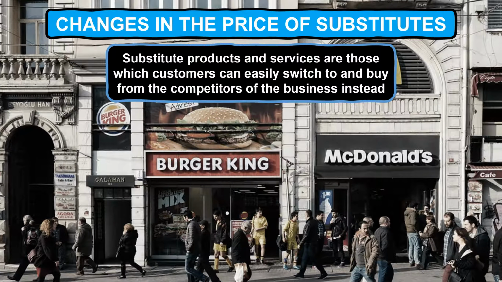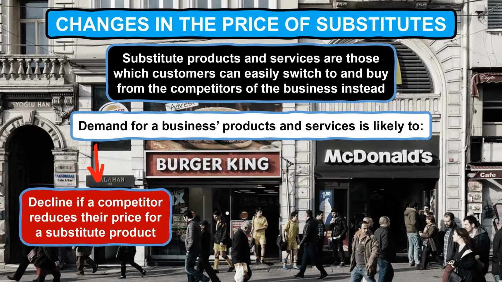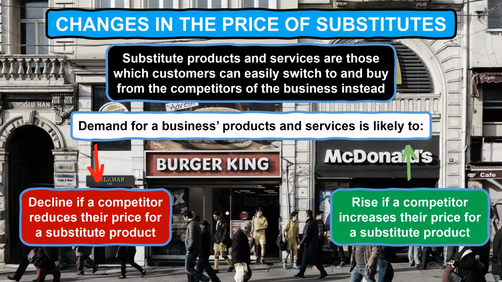Substitute products and services are those which customers can easily switch to and buy from competitors instead of the business, and the price which competitors charge for these substitute products and services directly impacts the demand. For example, if a competitor offers a substitute product at a lower price, whether this be for a one-off sale or a general reduction in their selling prices, it's likely that demand will decrease as customers shop with this competitor instead. In contrast, if competitors increase their prices, then it is likely that the business will see an increase in demand as price-conscious customers switch to the business to save money.